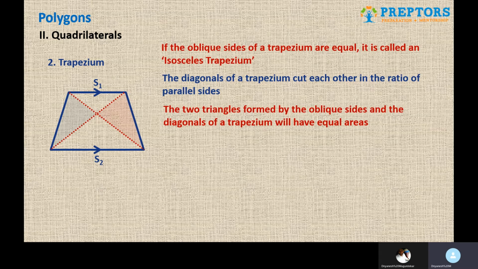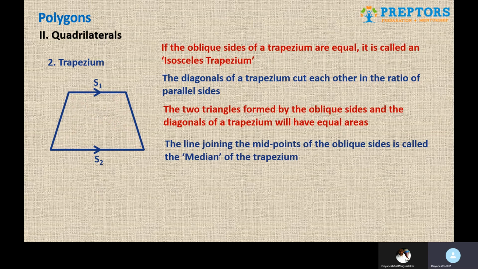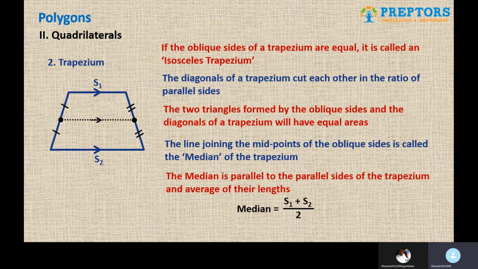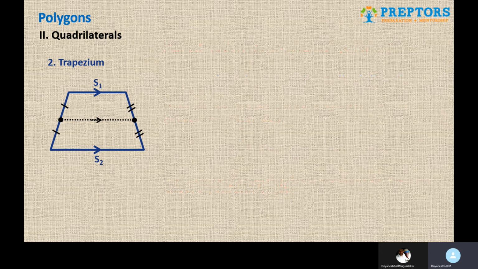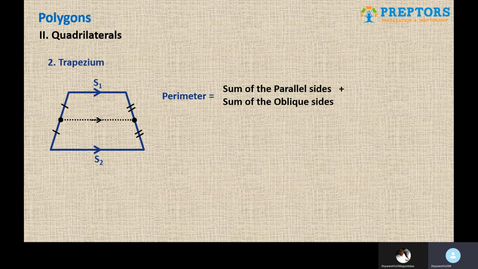Remember all these properties. Then the midpoint of the oblique sides joined is called the median of the trapezium, and the best part is it is parallel to both the parallel sides, S1 and S2, and it is also the average of both, that is, the median is given by S1 plus S2 upon 2. And lastly, as usual, perimeter and area. Perimeter is the sum of parallel sides as well as the sum of oblique sides.